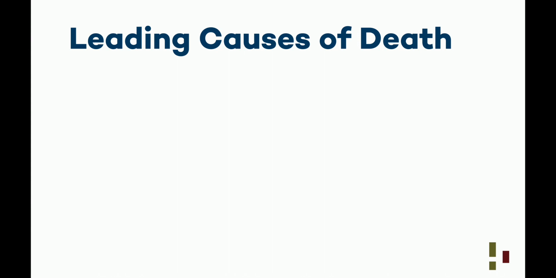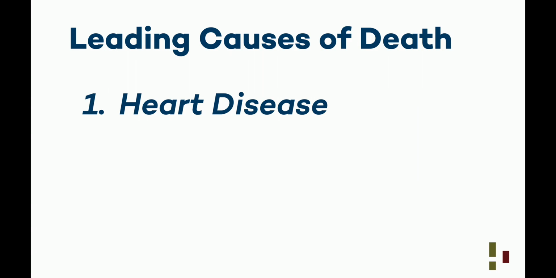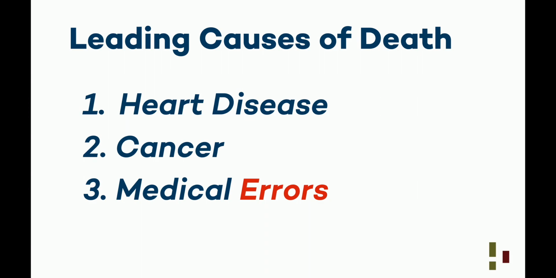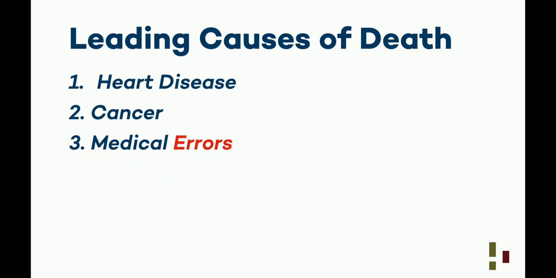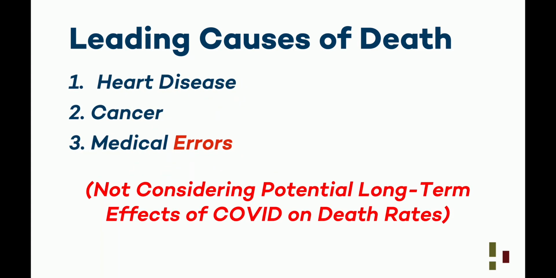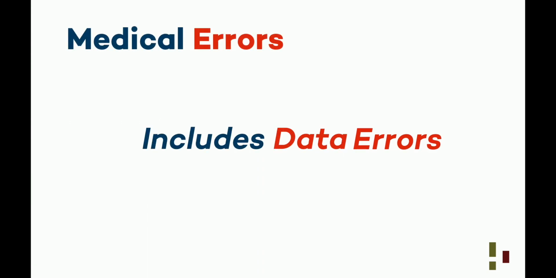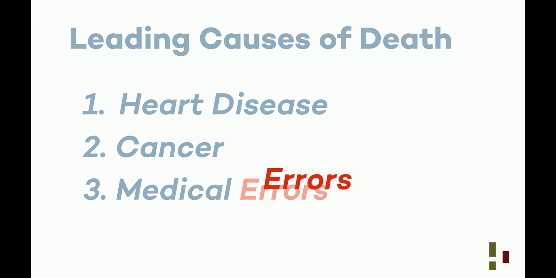To set the table for our discussion, let's review the top 3 leading causes of death in America. Number 1, heart disease. Second leading cause of death is cancer. And lastly, and surprisingly, it's medical errors. Medical errors include data errors, such as the wrong dosage on medicine, missing data, which is duplicates, wrong patient, which is overlays, and sometimes the wrong data.